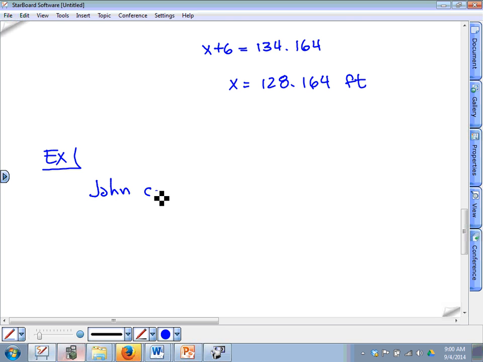John can paint a house in 4 hours. That's really fast. Yeah, like insanely fast.